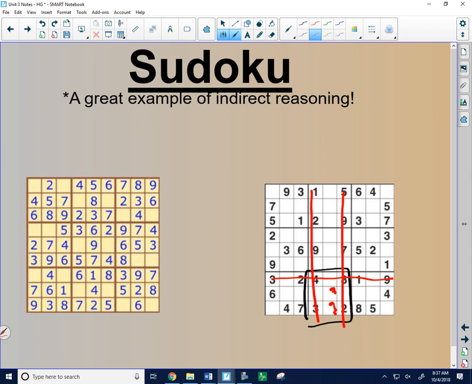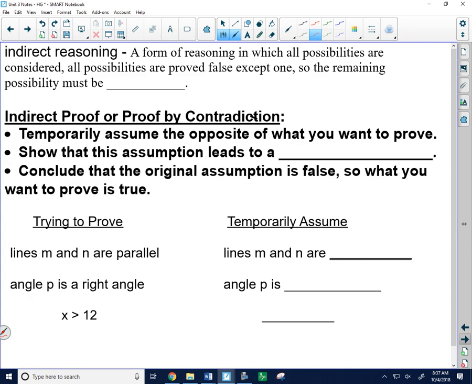I haven't done a Sudoku puzzle in years. These are fun. Yeah, they're pretty fun. The point of this is it's kind of indirectly getting to what you want. So there's a form of proof that's called indirect proof. And what that is, you kind of work backwards to get to what you actually want.